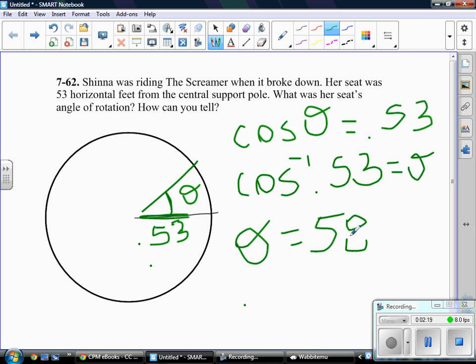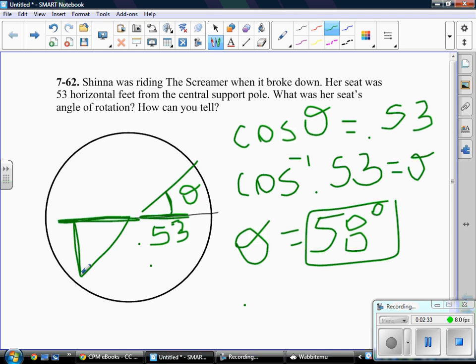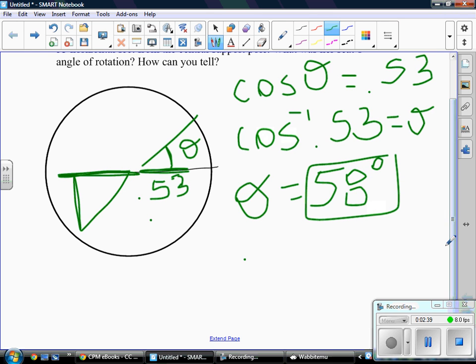Now, this is one option, 58 degrees, if she just got onto the ride. But what if she was 53 feet to the left? Or what if she was underground and it was 53 to the left? It doesn't really specify. So we're going to use our reference angles to figure out some other angles that Sheena could be at. So 58 degrees is one of ours.